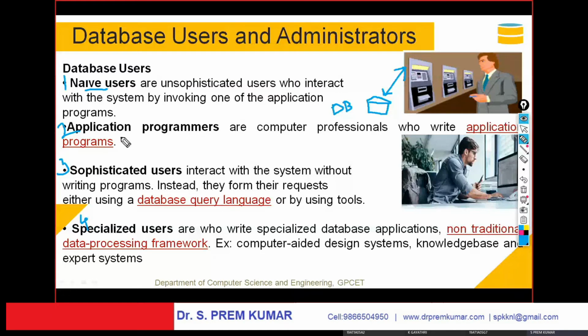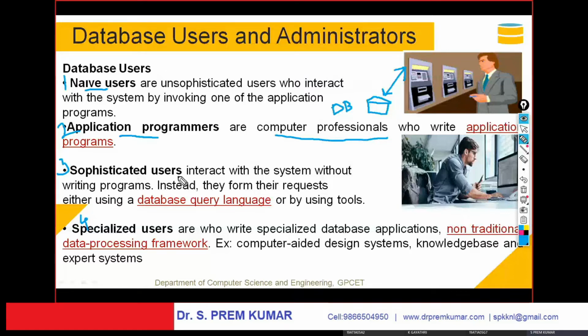The second one is application programmers. Application programmers are computer professionals. They have in-depth knowledge of how to create the data and how to store the data. They develop application programs, and with the help of those programs they interact with the database. So naive users are those who don't have knowledge, whereas application programmers have complete knowledge. They develop programs either in Java, Python or C, with which they interact with the database. They are called application programmers.